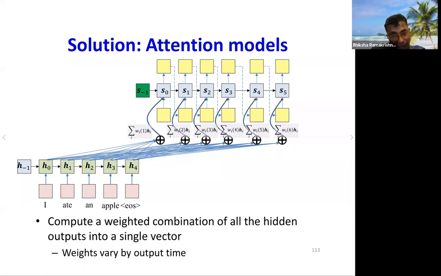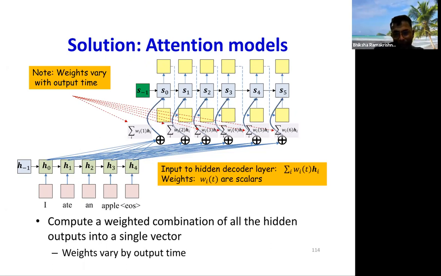Yes, so you can't make the weights learnable because you don't know the length of the input. So how are the weights selected? That's exactly what we're going to be working with. At each output time, we're going to be passing in the previous word, the recurrent decoder state, and a weighted sum of the inputs. And the weighted sum is going to have this formula. And the weights are different for each time.